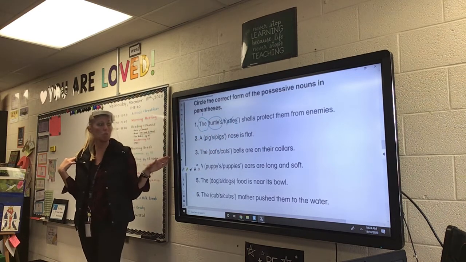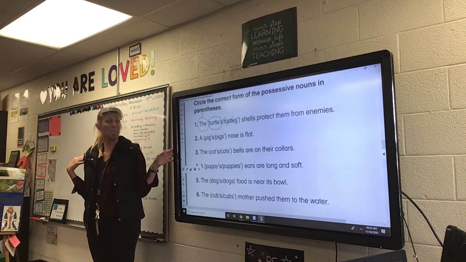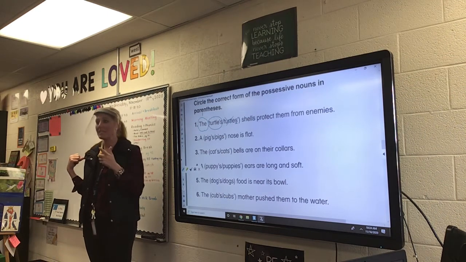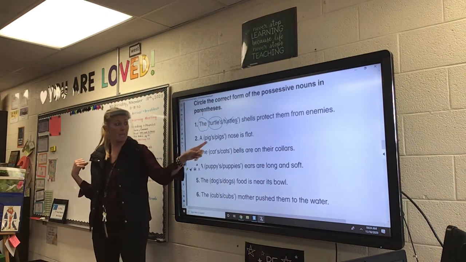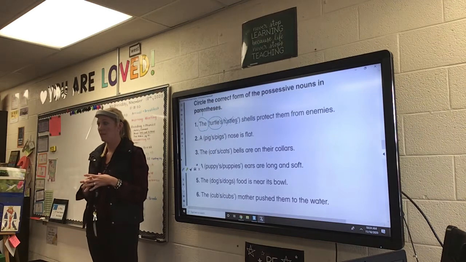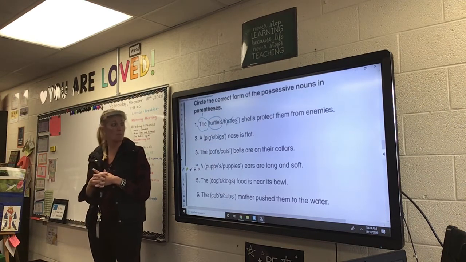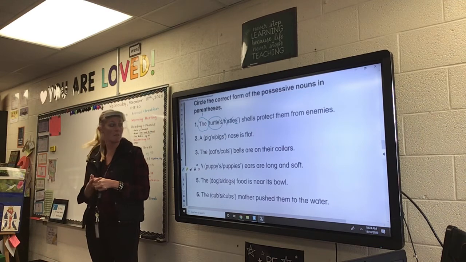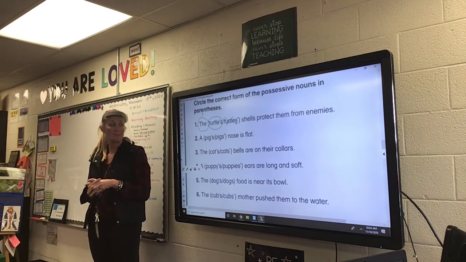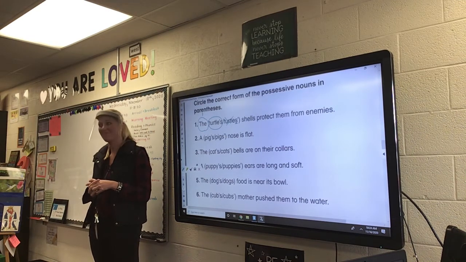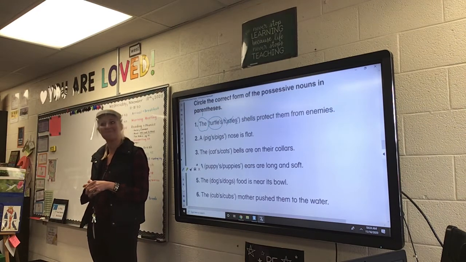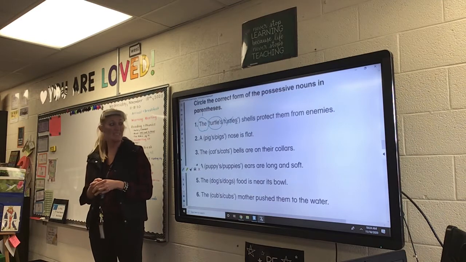Okay, number 2. A blank nose is flat. So I have pig's and I have pigs'. But one of them is right. Which one do you think is right? The second one. Well, what one does it have to be? First. Why is it the first one?